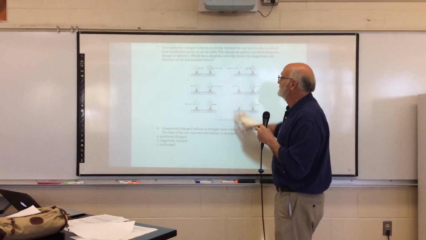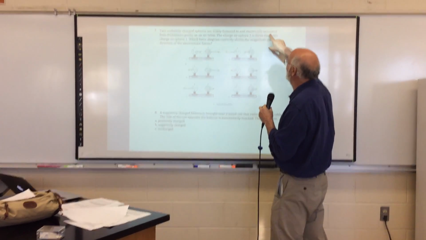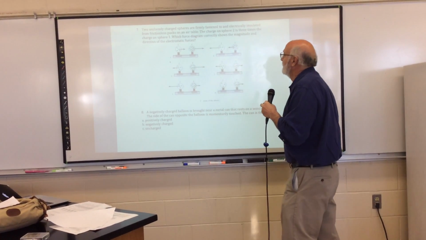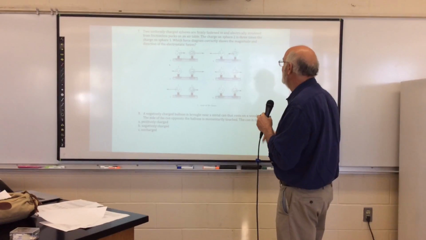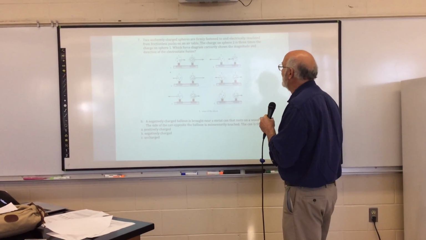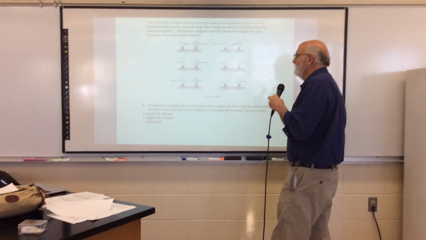Number 7. Two uniformly charged spheres are firmly fastened to and electrically insulated from frictionless pucks on an air table. The charge on sphere 2 is 3 times the charge on sphere 1. Which force diagram correctly shows the magnitude and direction of the electrostatic forces?